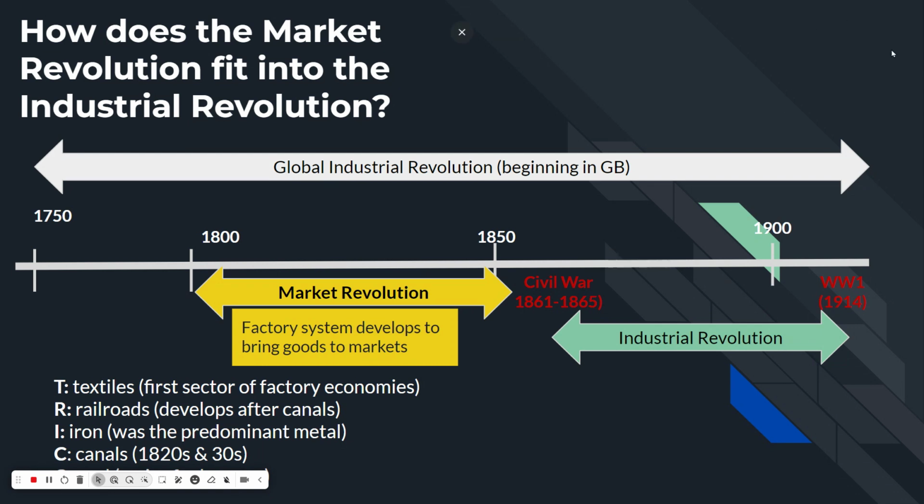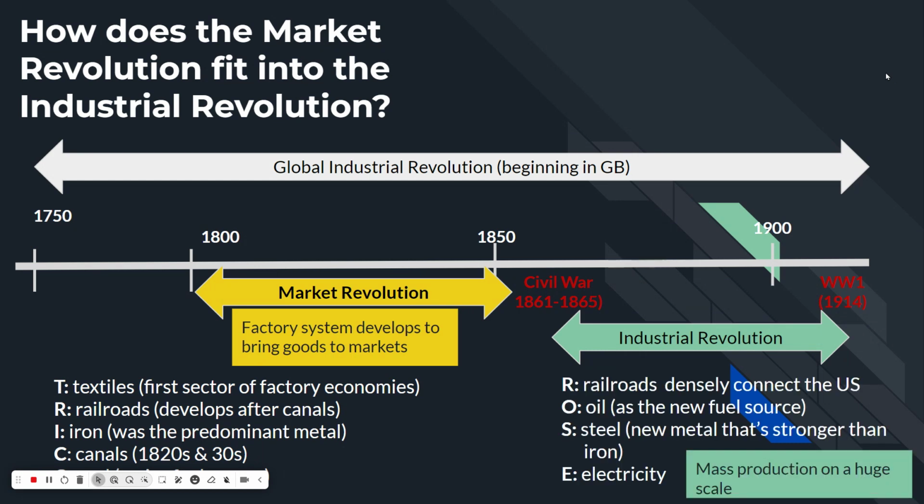We're going to talk more in detail about the Industrial Revolution in the next unit in Era 5, but the Industrial Revolution is really about massive amounts of production. So that acronym would be ROSE: railroads, oil, steel, and electricity.